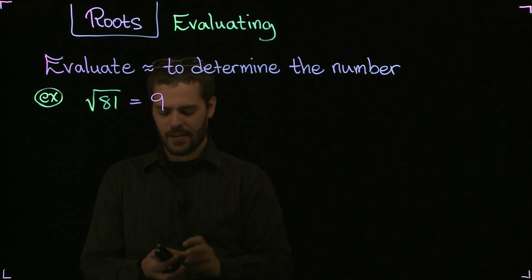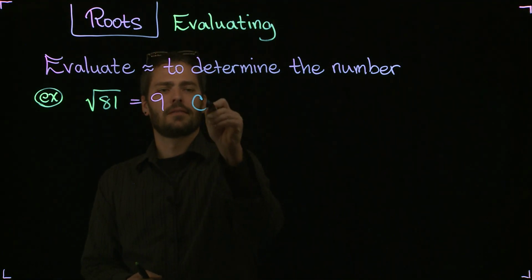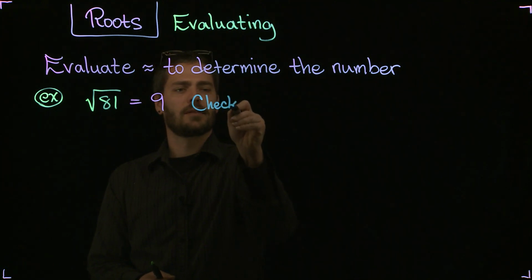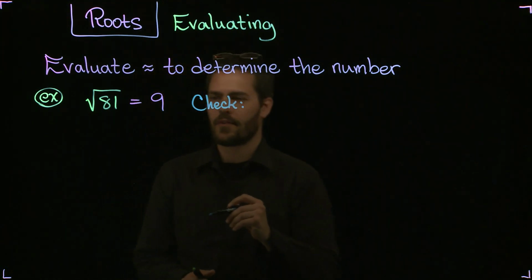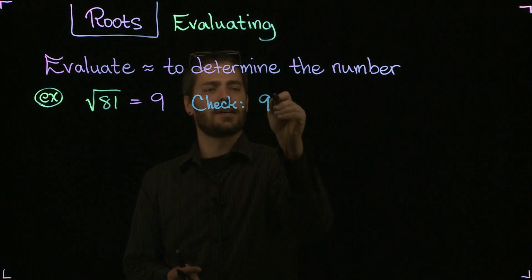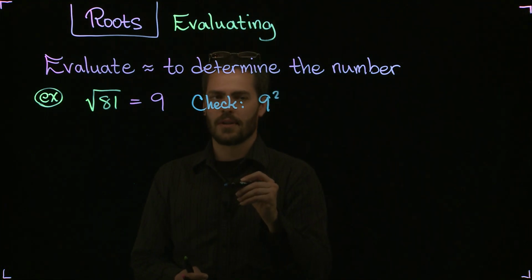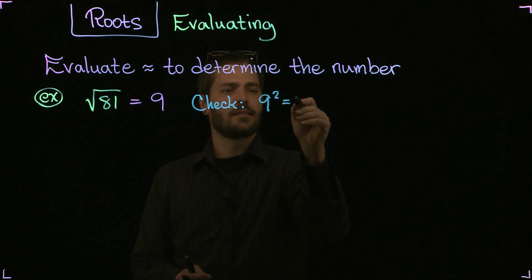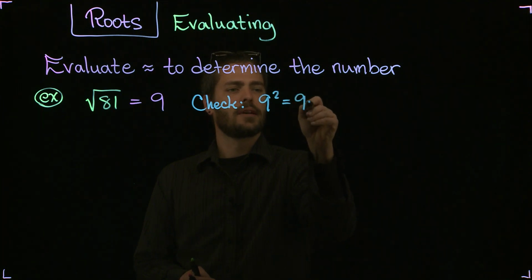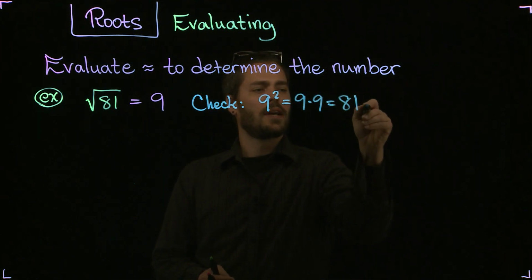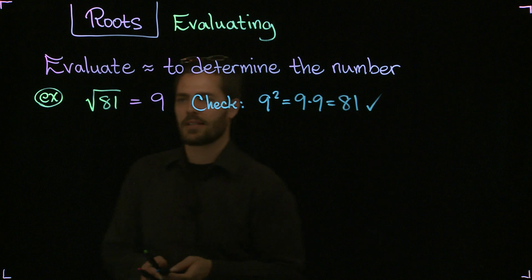Let me at least check this to verify if I'm right. I could say, okay, what is 9 squared, since that was the question. 9 squared is indeed 9 times 9, which is equal to 81. So that's okay, it checks out.